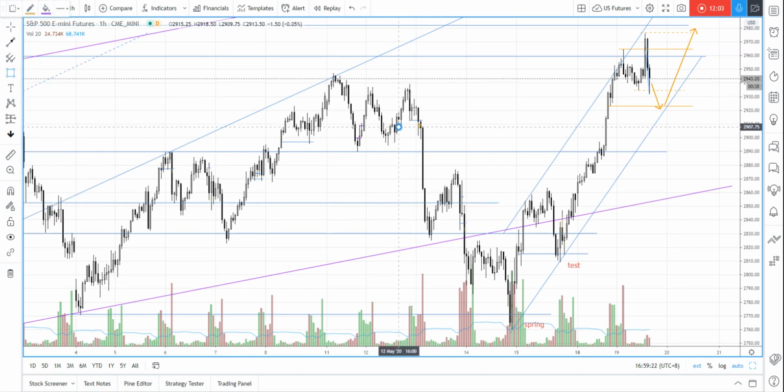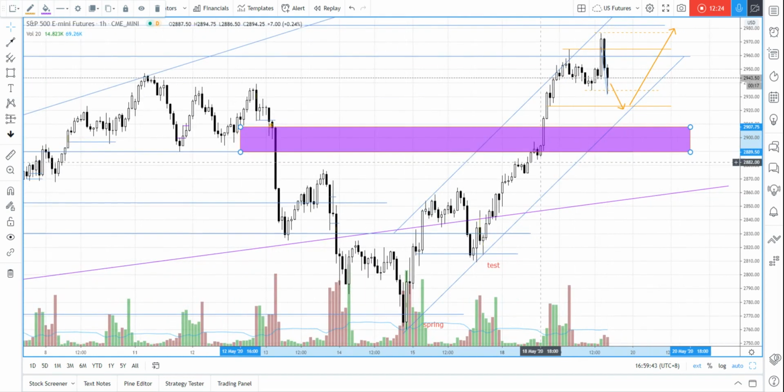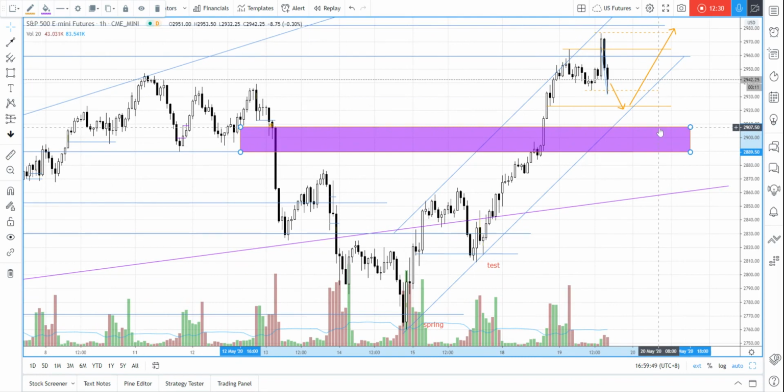So you can just treat it like a resistance zone turning into a support zone, something like that. So the first support level is 2920, then definitely the second level is from 2890 to 2910. That also coincides with this demand bar here. You can see that we have a big spread bar here. So these are the immediate levels for support and resistance.